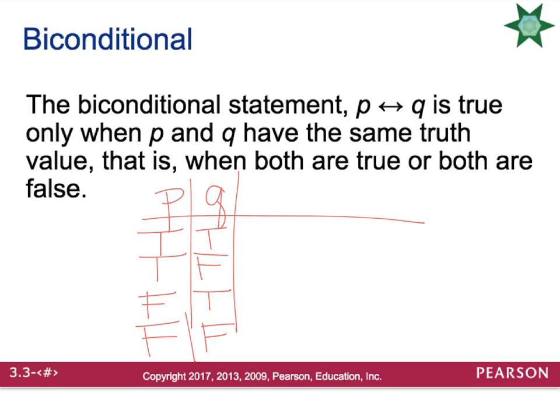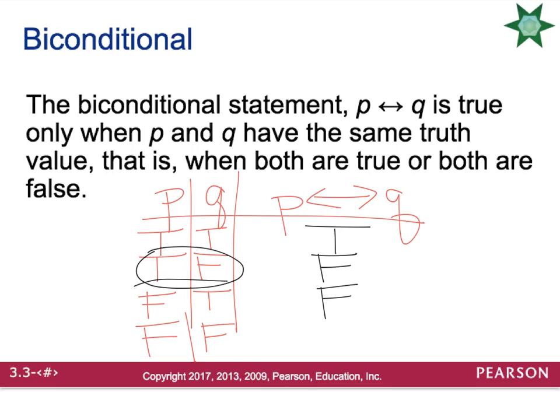And if you were going to fill in the P, if and only if Q, the only time it's false is when they have opposite truth values. So for case 1, true, true would be true. Case 2 would be false, and case 3 would be false because they do not have the same truth values. But in case 4, they're both false, so that is also true.